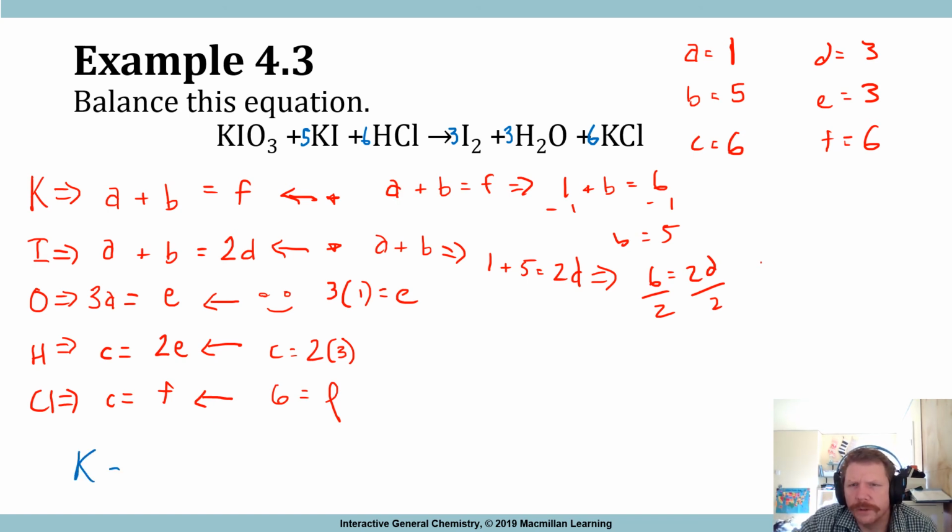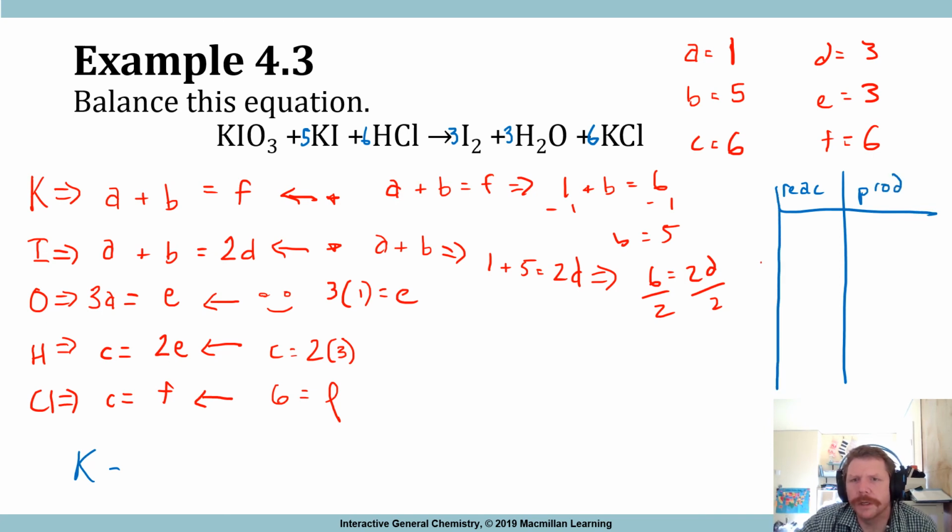Okay, so actually I'll do this in a table. Reactants, products. He just does that sometimes.